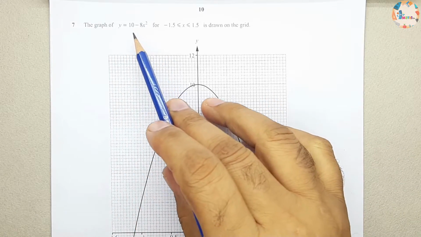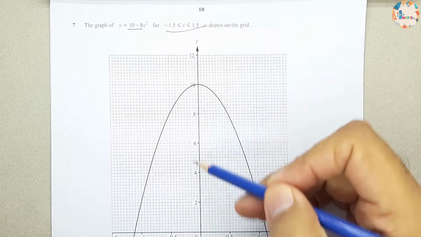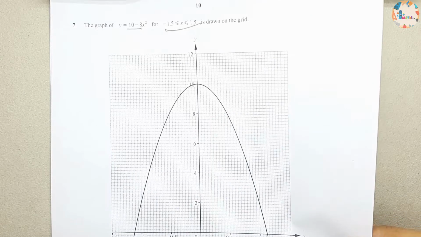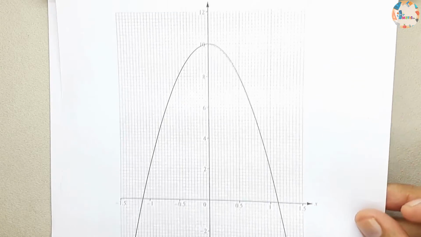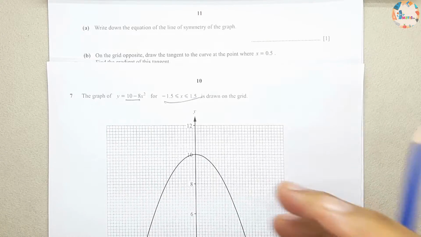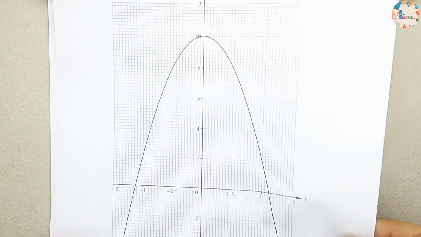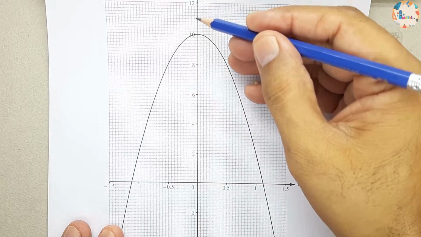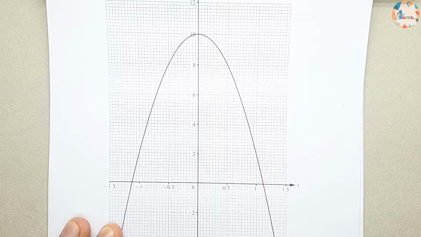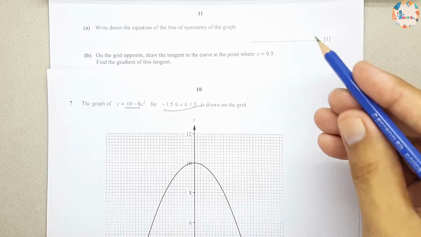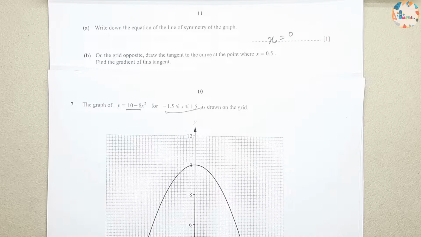The graph of y is equal to 10 minus 8x square for this range is already plotted. They have given this plotted graph. Now on the second page, part A is to write the equation of the line of symmetry of the graph. And line of symmetry is where the graph is symmetric. So if we check this y-axis, the graph is symmetric about the y-axis, and on the y-axis x value is 0. So we can write here x is equal to 0 will be the equation of the line of symmetry.